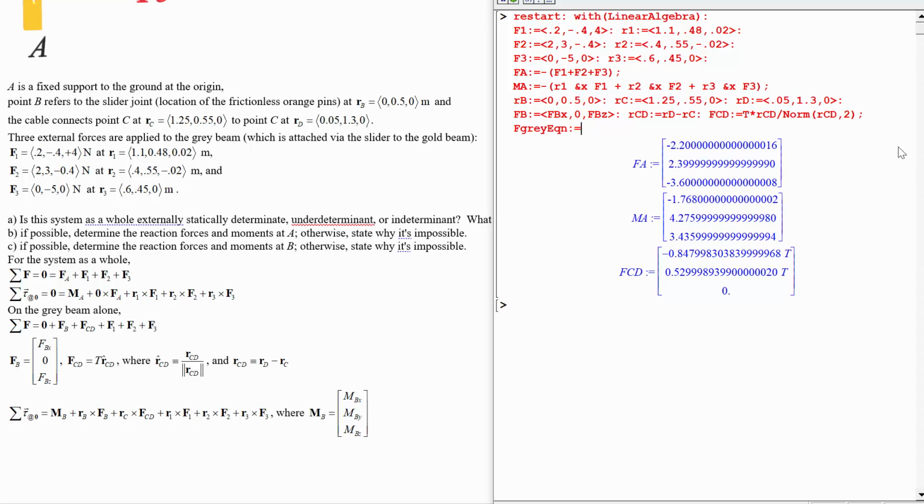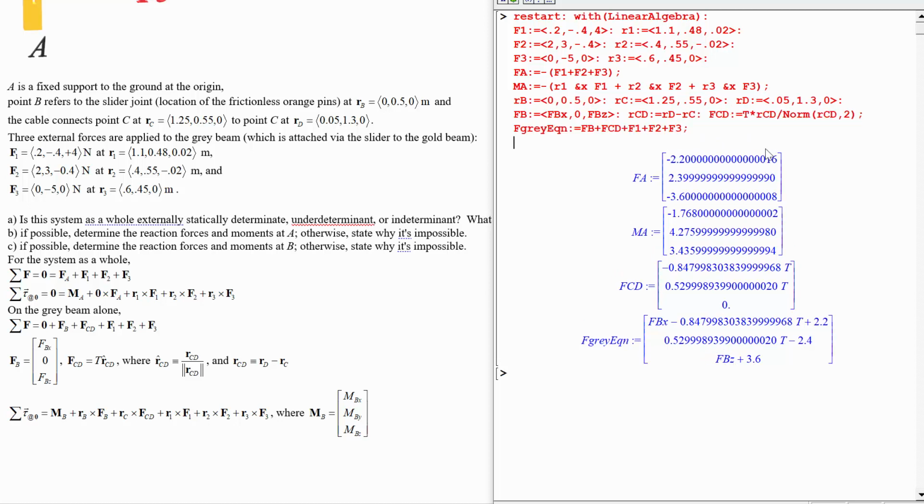Yeah, so then the next thing is the force equation on the gray beam, which would be FB plus FCD plus F1 plus F2 plus F3. So that's our force equations, and we should have that this is all equal to 0. And you can see that this would be enough for us to solve for those 3 variables. Next, we've got the torque equation.